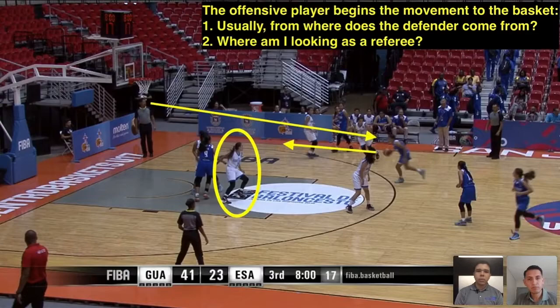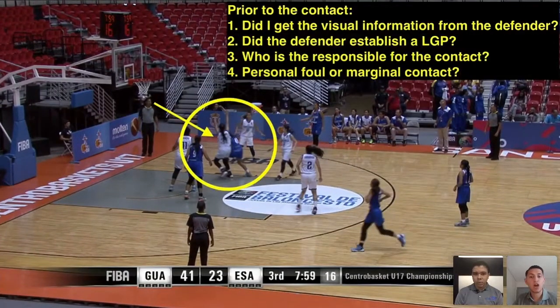See? The defender is coming from the trail. We have an extension, so we have an extended coverage from the trail. In the case the trail is not able to help, we can have some help from the center or the lead. So the defender is not establishing a legal guarding position. The 100% responsible for this contact is the defense, and then we have a personal foul. This is not a marginal contact.